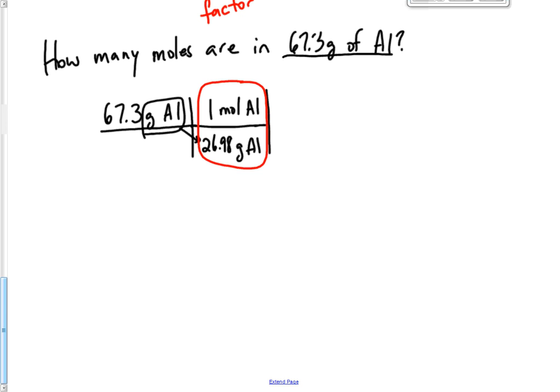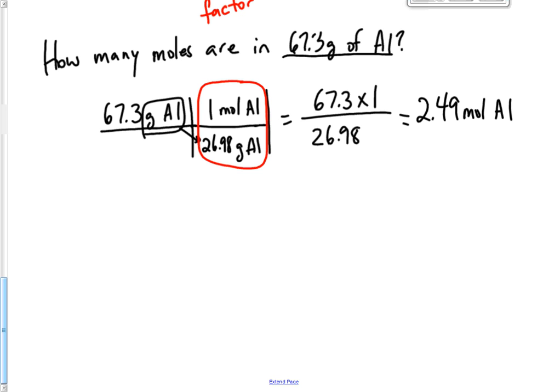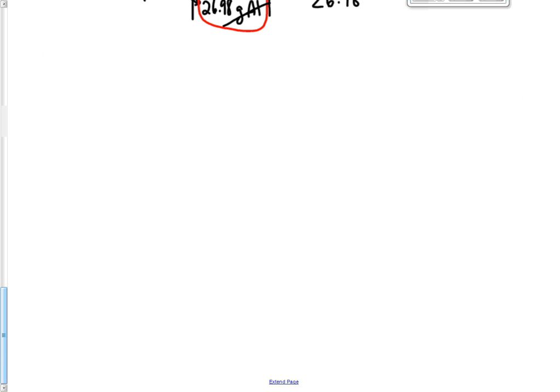Now, in the last case, we multiplied across the top and we divided by the bottom. Nothing has changed. Now it's just 67.3 times 1 divided by 26.98. And when you do that, you get 2.49 moles of aluminum. Grams of aluminum canceled out, and we're left with moles of aluminum, which is what we're looking for. So 2.49 moles of aluminum is your answer. Let's do one more in this direction, and that should be good.